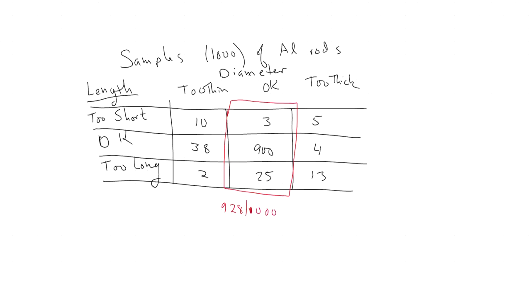Okay. Now let's select the diameter. We find out that the diameter is okay. What is the probability that the length is also okay? So now we're asking this question out of a new sample space, which is this 928 over 1,000, or 928 thousandths. So our new sample space, we'll just call it S naught, is equal to 928 instead of 1,000.